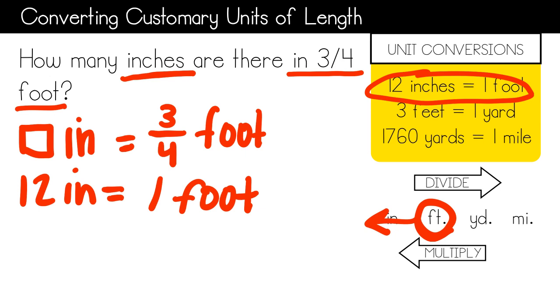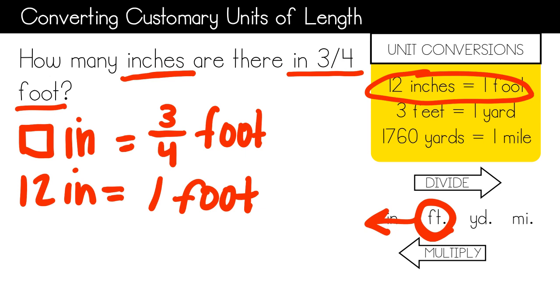So inches are the smallest unit of customary length, and miles are the largest unit of customary length. Anytime you are doing unit conversions, you can set up this little chart just like I have down here. So let's look back at our problem. We're trying to see how many inches are there in 3/4 of a foot. We know that 12 inches equals 1 foot.